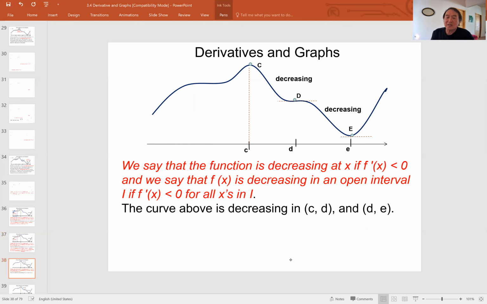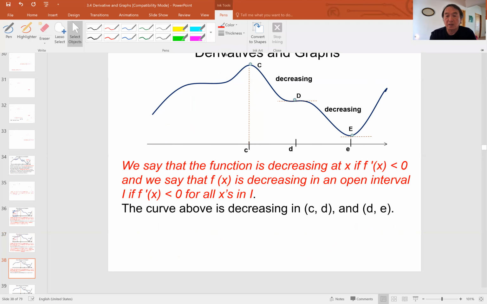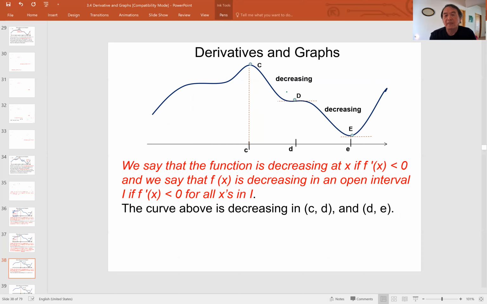Similarly, we can define what we mean by decreasing on an open interval. In this case, the function is decreasing. That is, in this picture, the function is decreasing from here to here, or x from C to D, or from here to here, D to E.